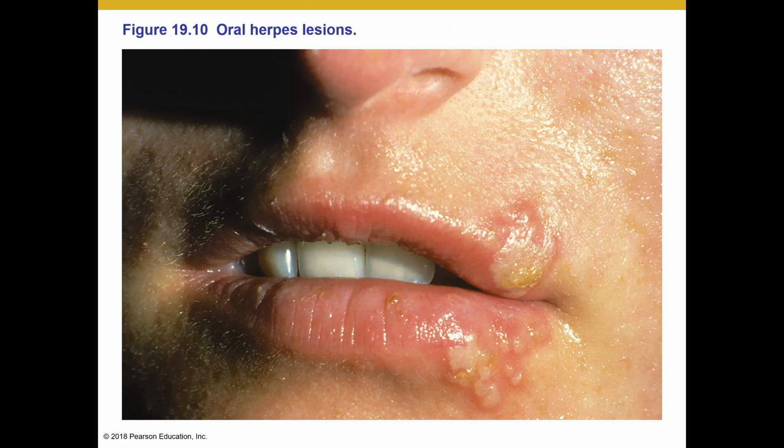This image shows typical oral herpes lesions. Notice the grouped blisters on a red base. These lesions are usually painful and may rupture, forming crusts. Patients often describe tingling or burning before the blisters appear. That early sensation is called a prodrome. Recognizing the prodrome can help patients start antiviral medication early to reduce severity and duration.